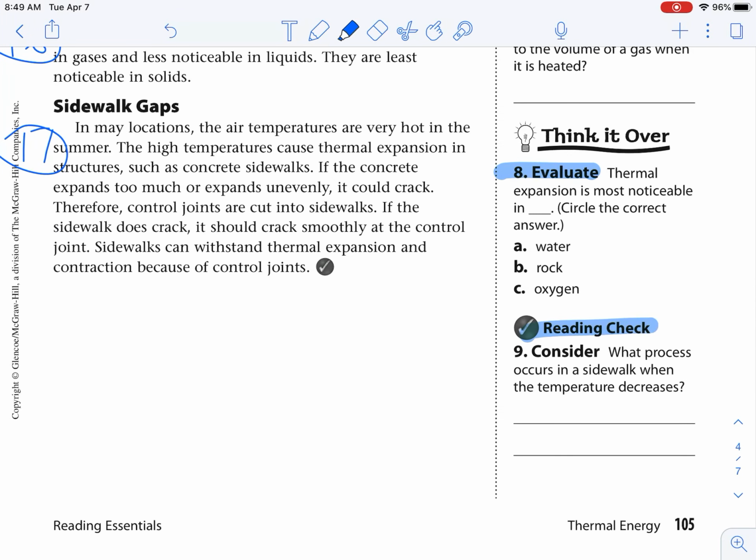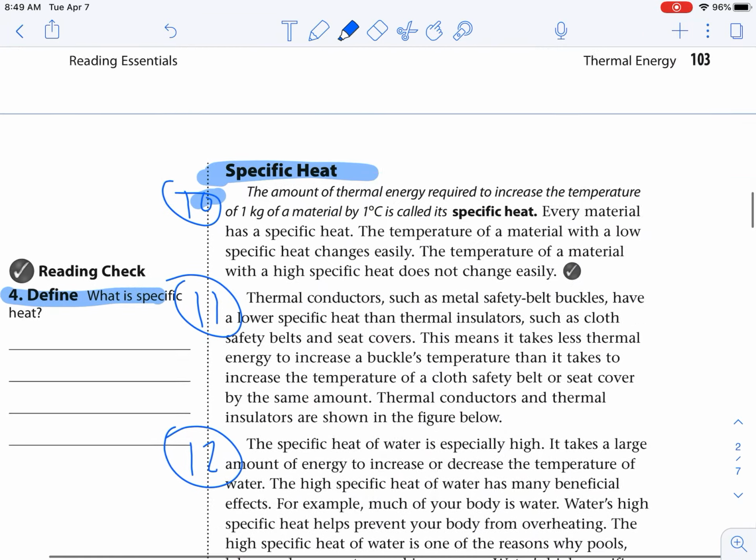Number 9 says, what process occurs in a sidewalk when the temperature decreases? What is it called when maybe the winter comes and the sidewalk cools down? What process is that called? What's going to happen to that sidewalk? So that's been a quick preview of assignment number 1.